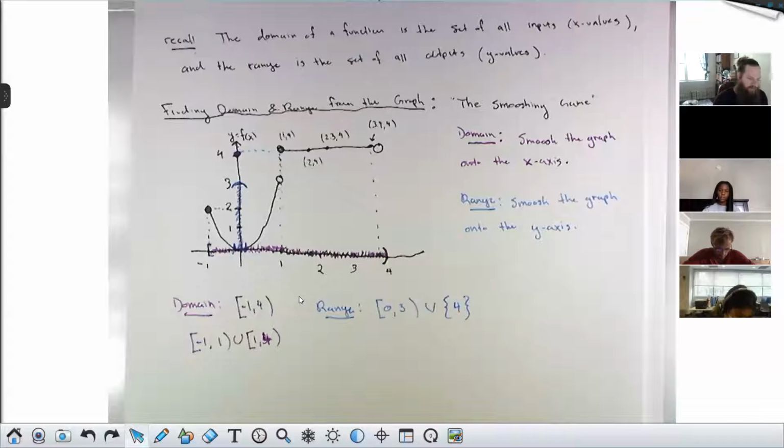Okay, so domains and ranges, not terribly hard, as long as you have a really good graph, right? As long as you have a graph where you can actually see all the x values and all the y values, you can play this smooshing or projection game in order to find both the domain and the range. And up until now, we didn't have a way to find ranges, so this is good.